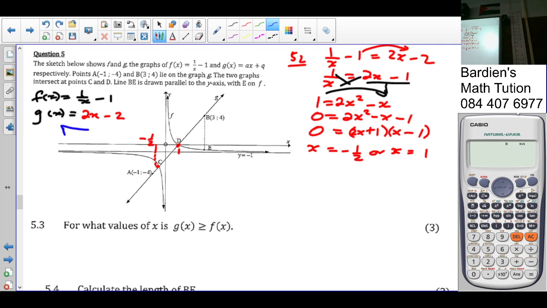So looking from on top, which graph is on top? The g graph has to be on top. Which graph is on top at this point? The f of x graph, which is the hyperbola. Okay? And the g is below, looking from on top. No? So that is not what we're looking for. However, g is on top here, up until the point D, and then f is again below.